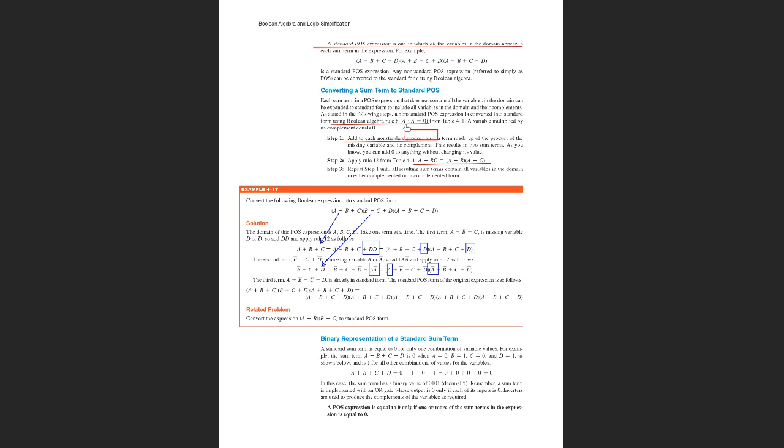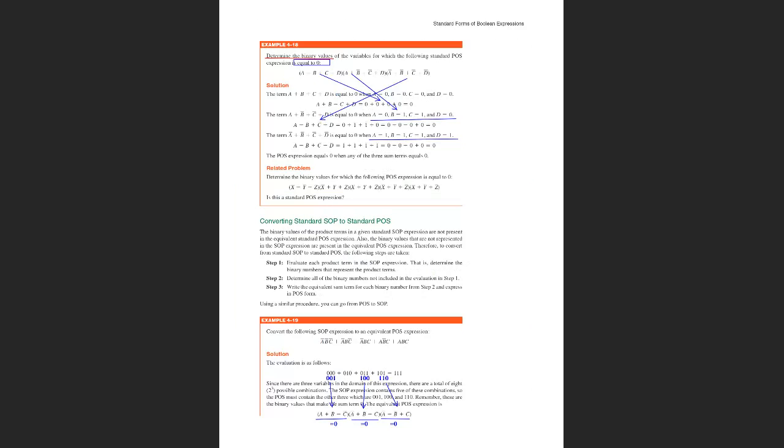In the second sum, we are missing A. We do the same, we add A times not A. The first one is okay, so finally, on the bottom, we have what we needed, right? We have the standard form because every sum contains the whole domain of the expression, the A, B, C, and D variables.